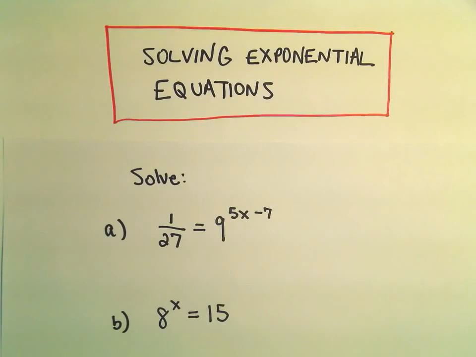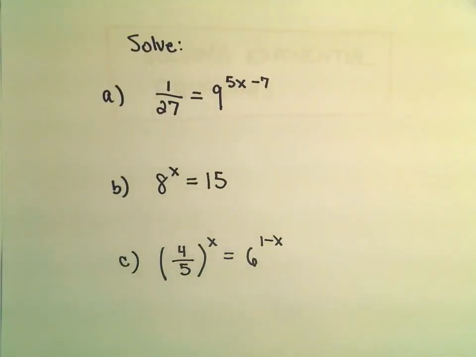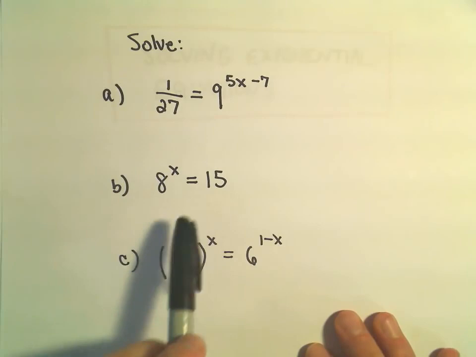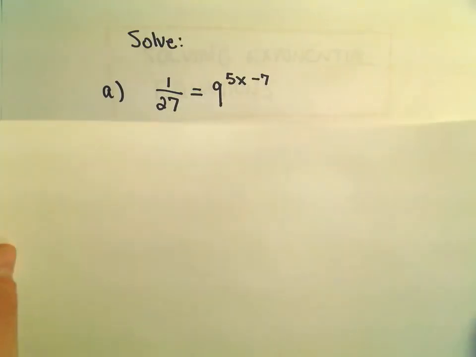Alright, in this video I'm going to do a few examples of solving exponential equations. There are three examples here. On the first one, we can just use a little clever trick, I think, to get our value exactly. To get our exact values in parts B and C, though, we're going to have to use some logarithms. But for part A here, we've got 1 over 27 equals 9 raised to the 5x minus 7.